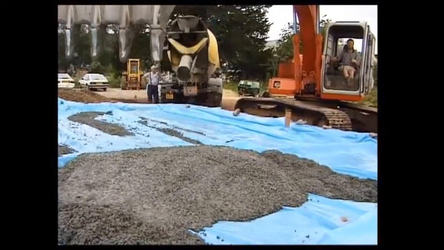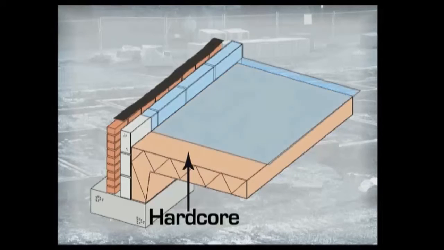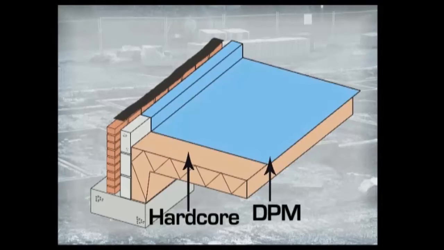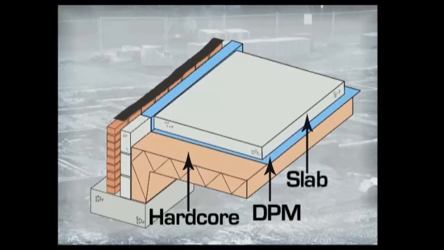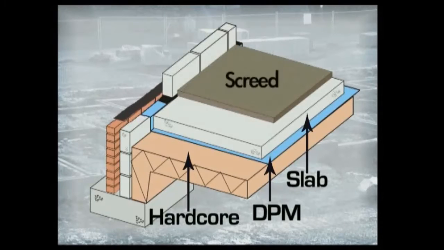A typical ground-bearing concrete floor from the 1970s and 1980s has four main components. A hardcore bed makes up levels and provides a good firm base for the slab. A polythene damp-proof membrane prevents capillary action. An in situ concrete slab forms the structure, and a sand and cement screed provides a smooth, level finish for tiling or carpets. Later floors, from the mid-1990s to the present day, also include floor insulation.